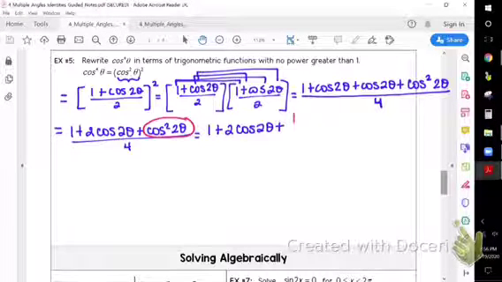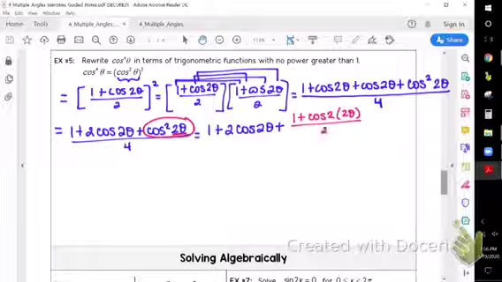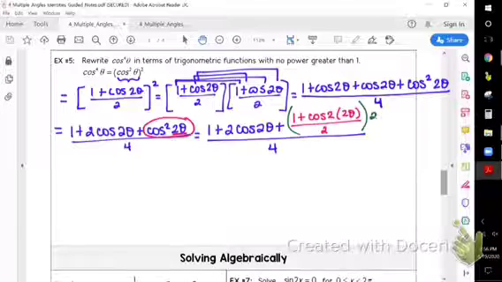So the formula is going to be 1 plus cosine of 2 theta, but be careful, what is my theta right here? It's actually 2 theta, okay? All over 2, and then it's all over that 4. Well, we can get rid of that little fraction that's inside there if we want, by multiplying every term here by a 2. Remember, terms are separated by plus or minus signs, so everything's going to get multiplied by that 2.